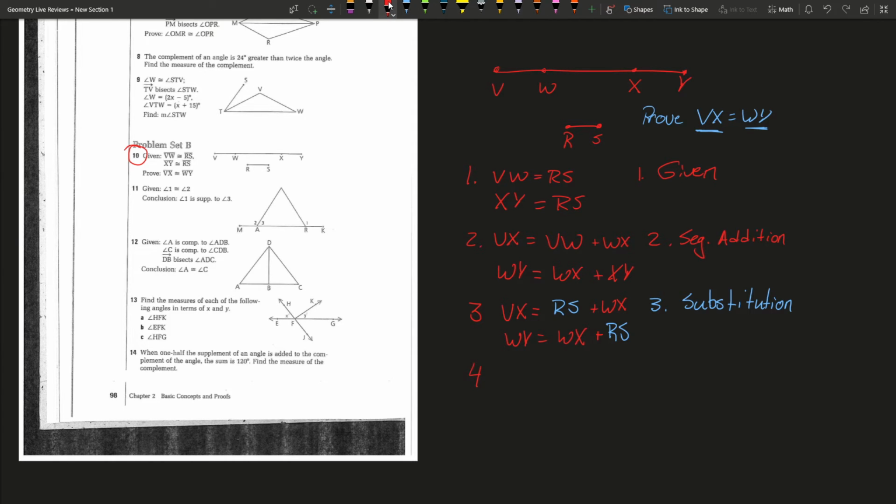And then because Vx is equal to Rs plus Wx, and Wy is also equal to Rs plus Wx, Vx will equal Wy by the transitive property. You could also use substitution here, but this works. Are there any questions about that proof?